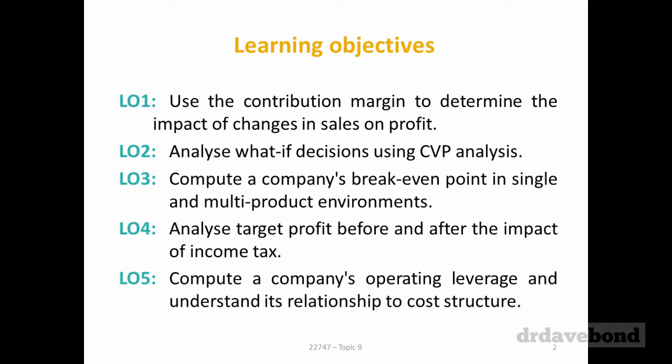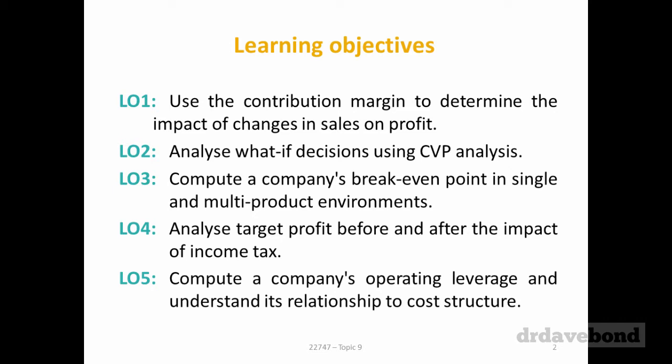We'll look at what-if decisions using CVP analysis. If you really get to the heart of it, that second objective is pretty much everything gets rolled into that second objective. If you think about determining the impact of changes in sales, well, that's a what-if. What happens if we do this? What happens to that? If you look at the break-even point, well, that's a what-if decision. What do we need to do to get break-even? What happens if we do this? How does that change break-even?